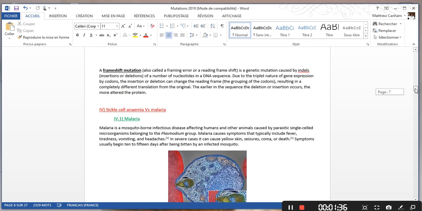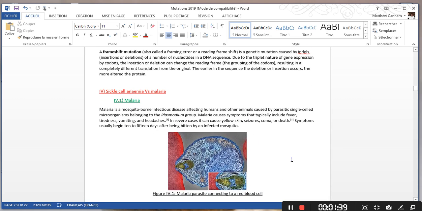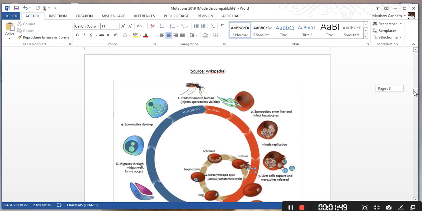Some of the symptoms: fever, tiredness, vomiting, yellow skin, seizure, coma, etc. So not a nice disease.